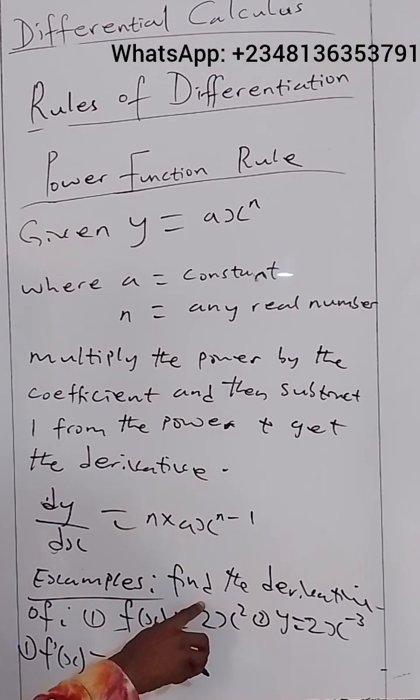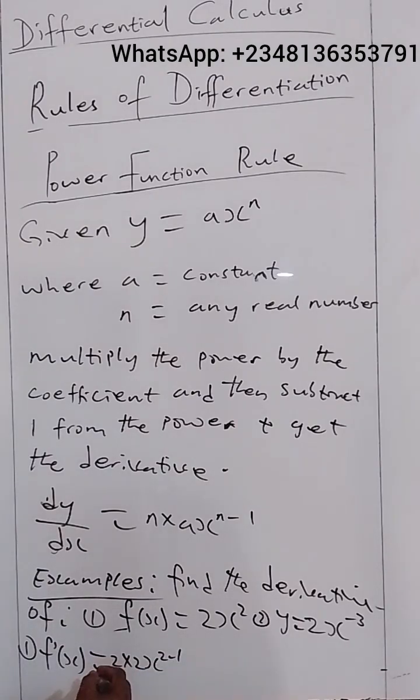For the first one, we have f of x. We simply bring down the power, multiply by the coefficient, so we have 2 times 2. Then x raised to power 2 minus 1. So what do we have? We have 4x. This is our answer here.